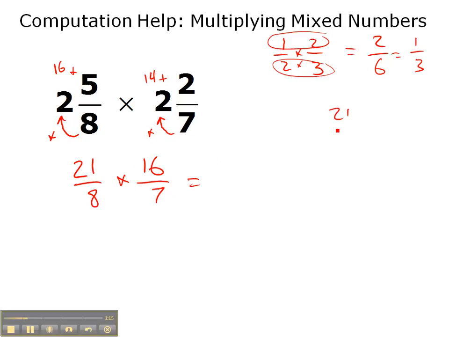21 times 16. 1 times 6 is 6. 2 times 6 is 12. And then we're in the tens place, so we start with a 0. 1 times 1 is 1. 2 times 1 is 2. That gives us 336 over 8 times 7, which is 56.